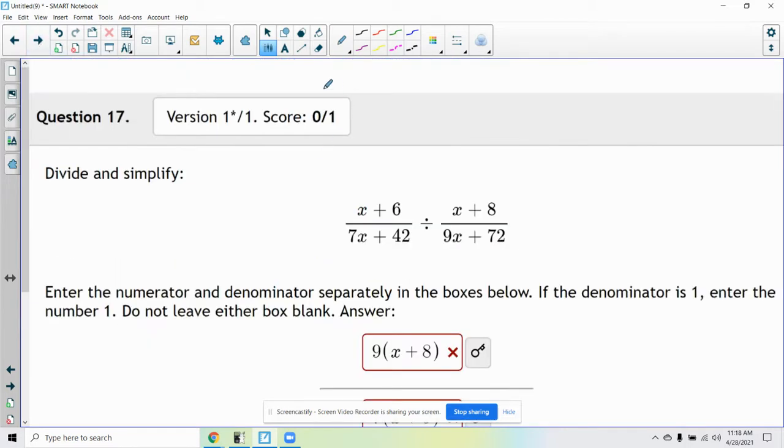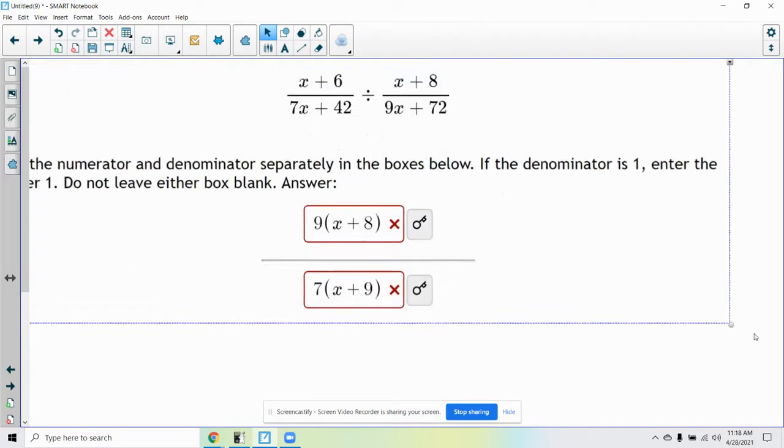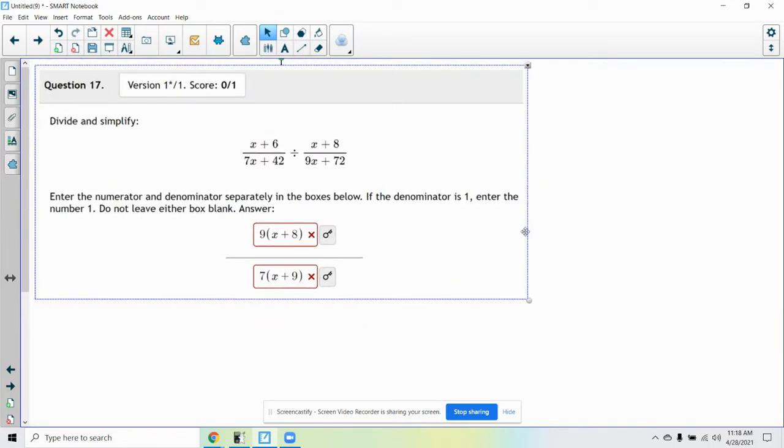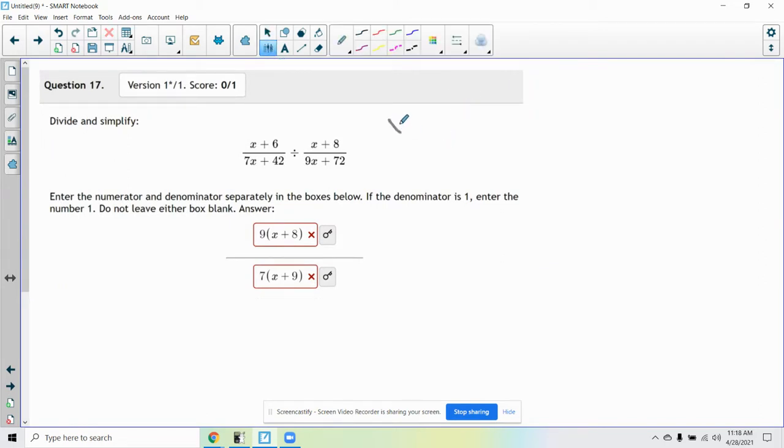And the last one. Similar problem. I'm going to start by flipping the second guy. So this becomes x plus 6 over 7x plus 42 times, flip it, 9x plus 72 over x plus 8.